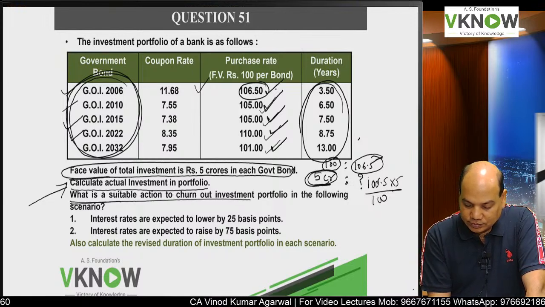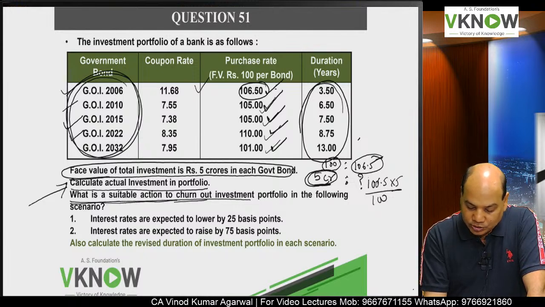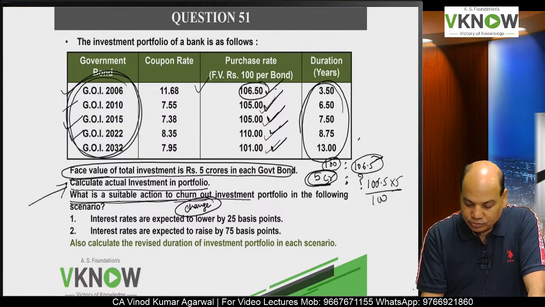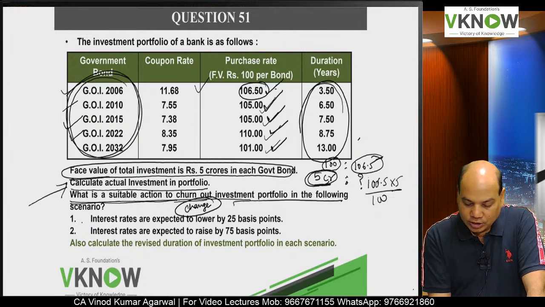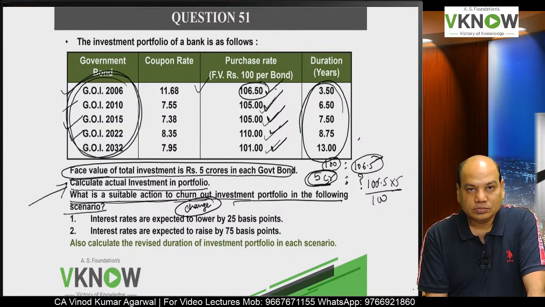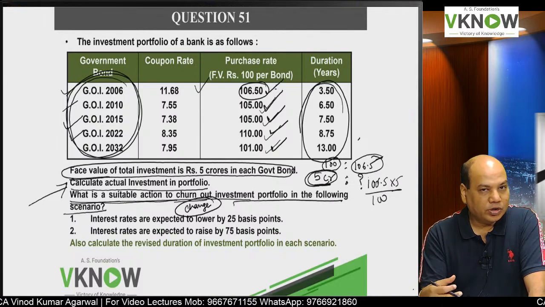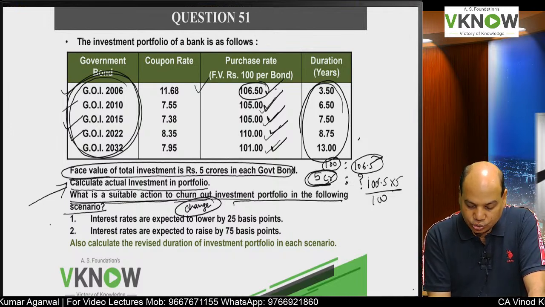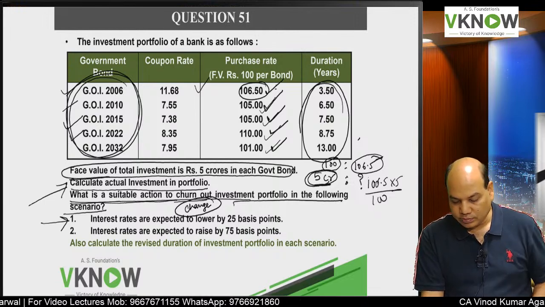What is a suitable action to churn out? Churn out means change, shuffle. What is a suitable action to churn out the investment portfolio in the following scenario? So what will you do with your portfolio of investment? Will you buy or sell? And which bond will you buy or which bond will you sell? There are 2 scenarios, means there are 2 situations. You have to answer both situations.